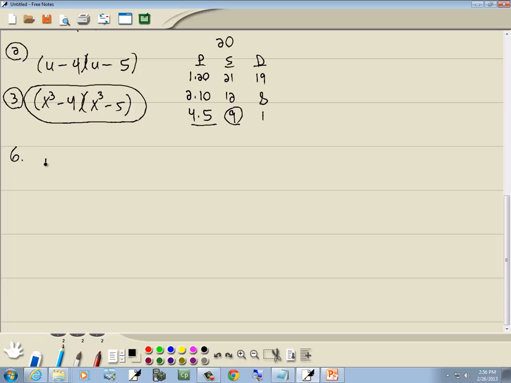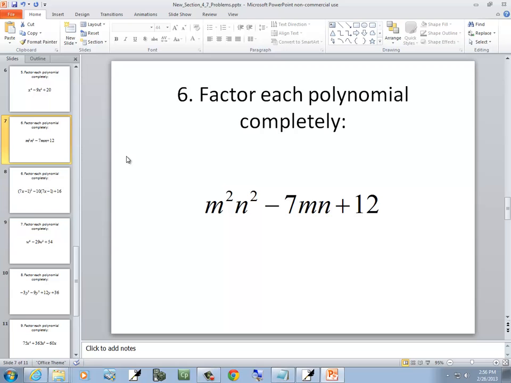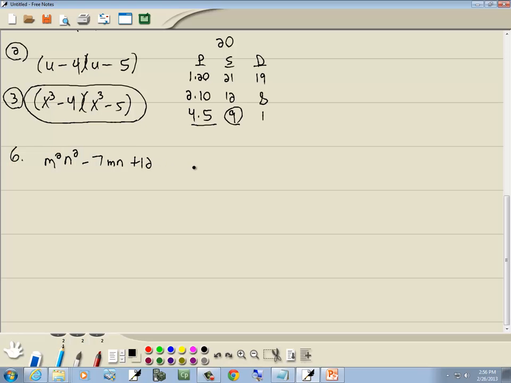So we got m squared n squared minus 7mn plus 12. Now if I take the variable part of the middle, which is mn, and raise it to the second power, it gives me m squared n squared, which is the variable part of the first. That's when you can use the u-substitution.